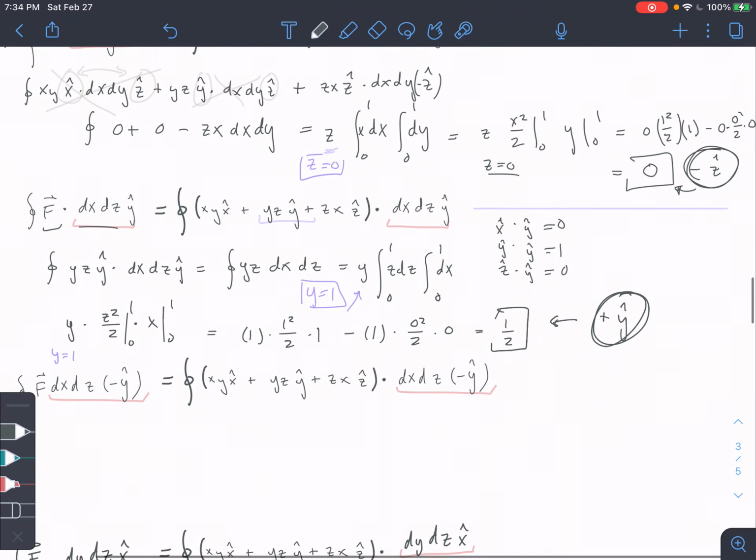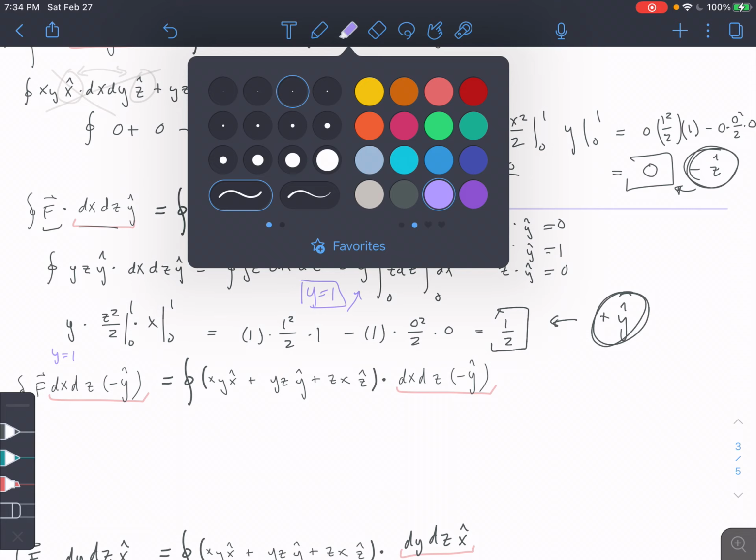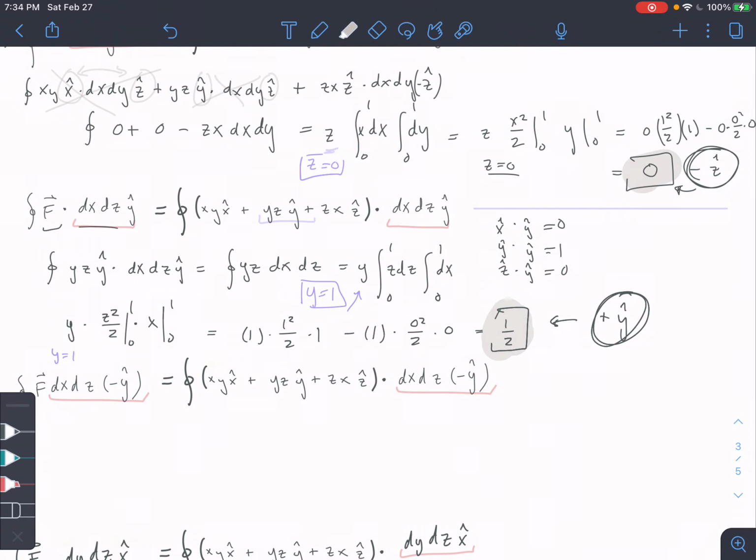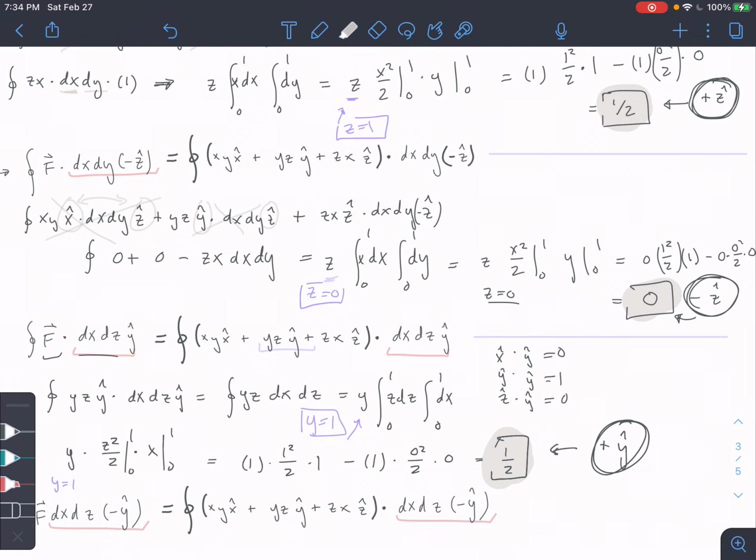Just for the side. So this magnitude doesn't have a direction. It's just to tell us that that's what we got from evaluating that side. So we've got 1/2, 0, and 1/2 so far.